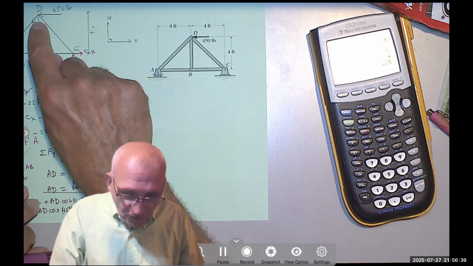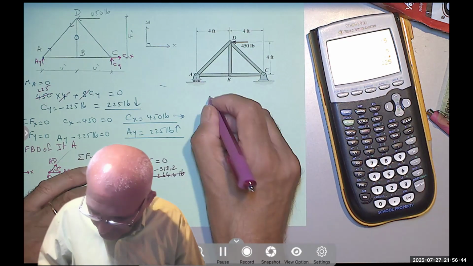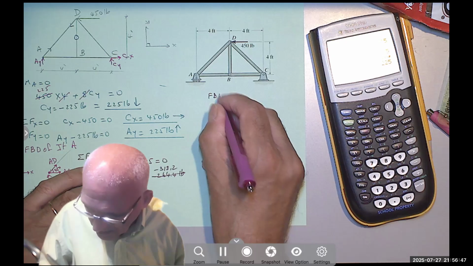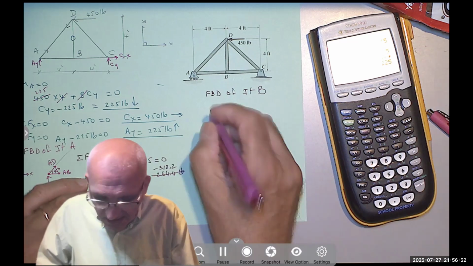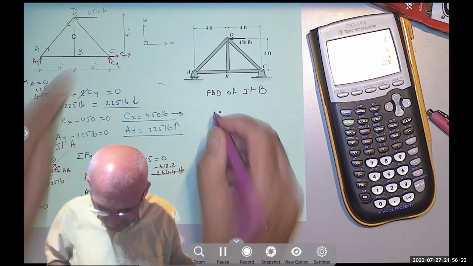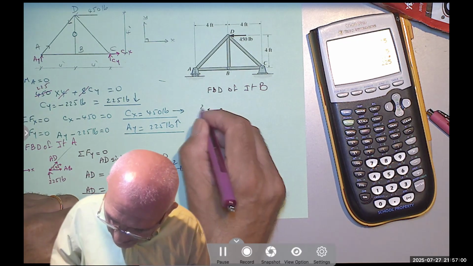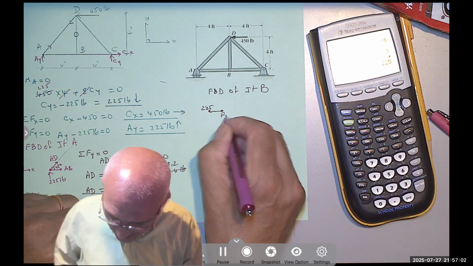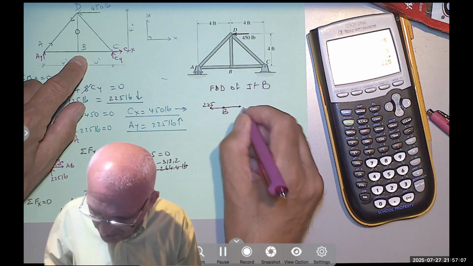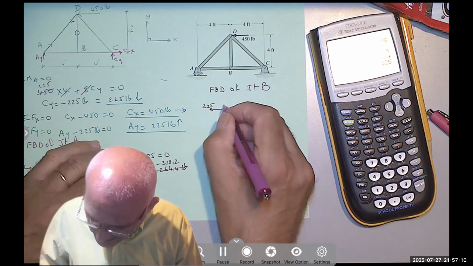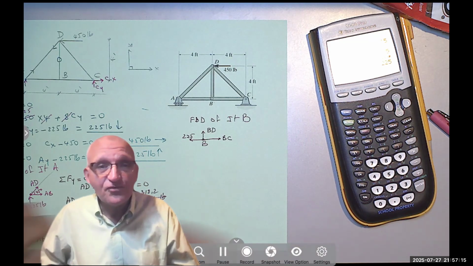Now I can either go to D or to B. B is so easy, right? Why? Here is the free body diagram of joint B. Now at B, notice, AD was tension, meaning going away from B. And I have BC, I'm going to assume it's tension also. And then there is BD that I told you it's a zero force member.